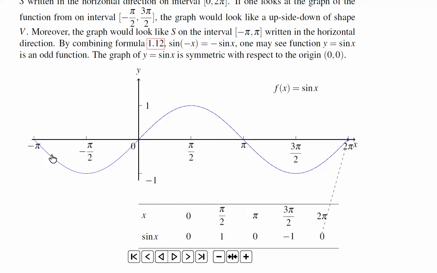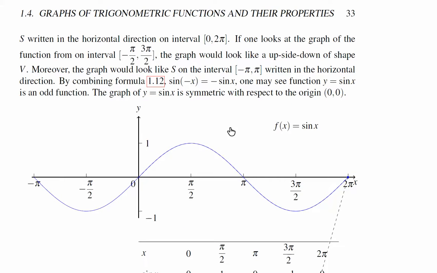Okay, and this actually starts from negative pi. It goes down because negative pi and pi are coterminal angles. And we know sine pi is 0, and sine negative pi is also 0. So you may say start from here, negative pi, and it goes to pi. This looks like an S, from negative pi to pi. But if you look from negative pi over 2 to 3 pi over 2, it is also one period. It looks like a V upside down.